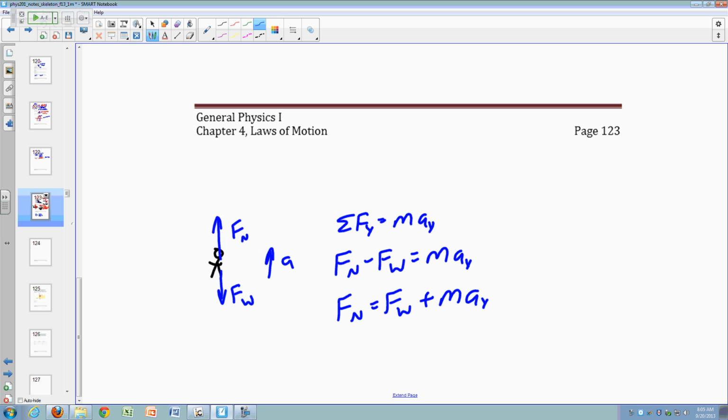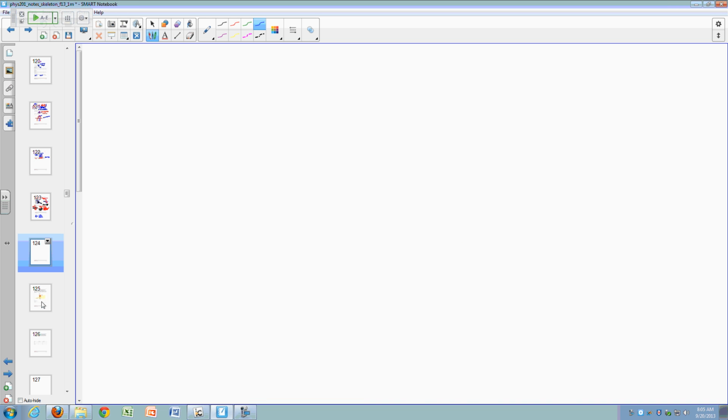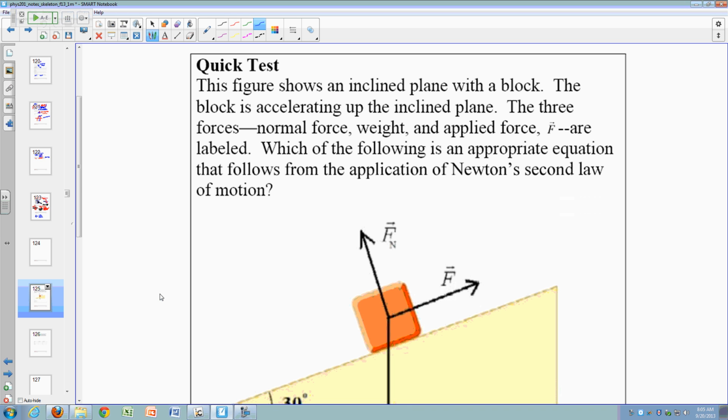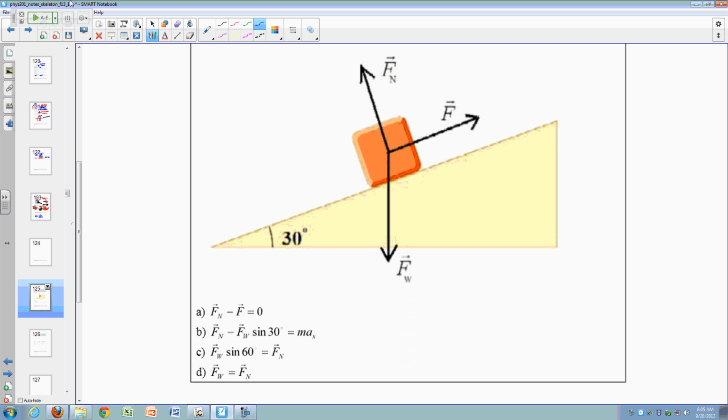All right. Let's do this question, and then we'll move into the concept test. So here, this is the same situation. I have my normal force, my force applied of the inclined plane, and my force weight. I want you to tell me which of these equations is correct regarding these forces. So applying Newton's second law, which of these equations is a correct application of that law? Be careful with your angles. Notice sometimes I use sine of 30 and sometimes I use sine of 60. Remember how the angles are measured.